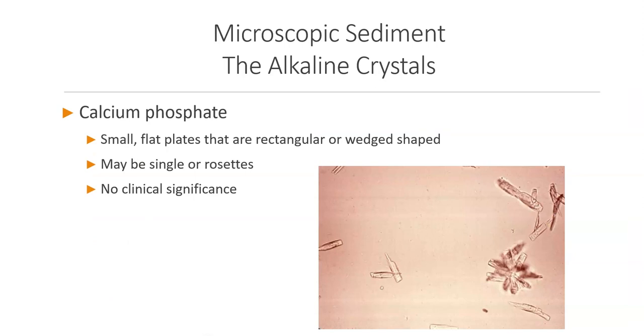Calcium phosphate crystals are not usually seen in normal alkaline urine. They appear as slender prisms and are single or in rosettes. You might see them along with triple phosphate crystals, and again, these have no clinical significance.